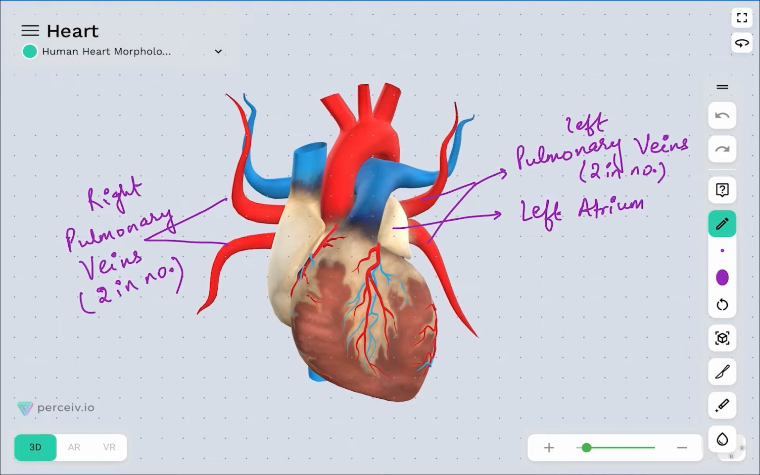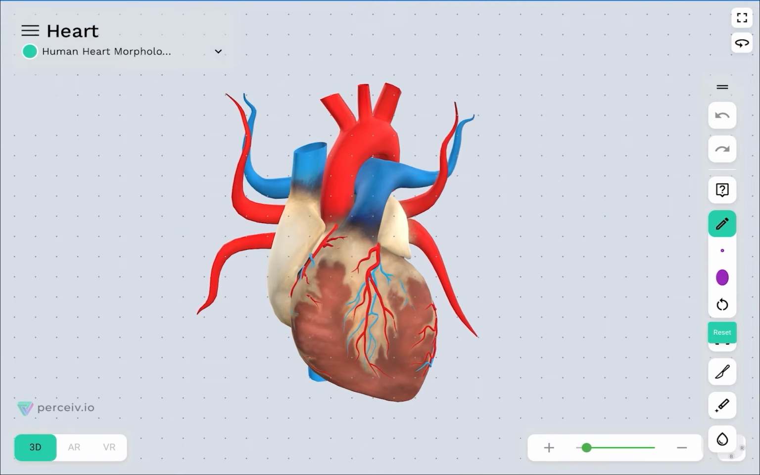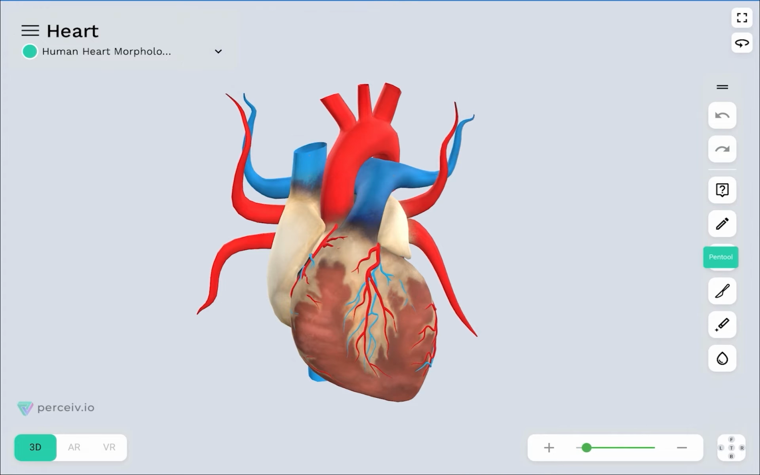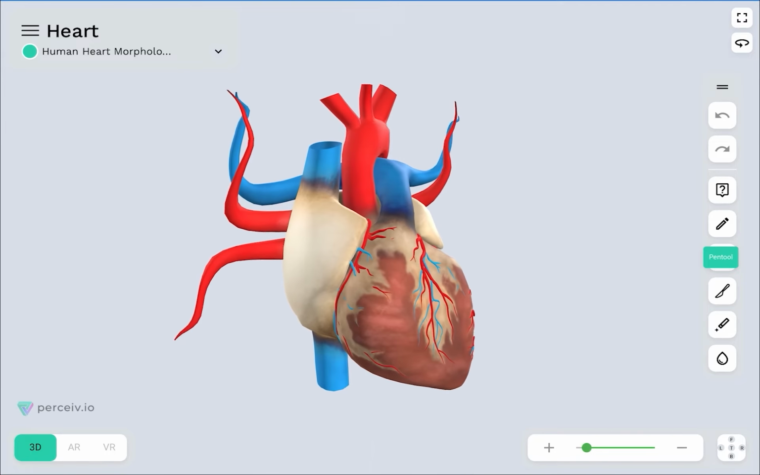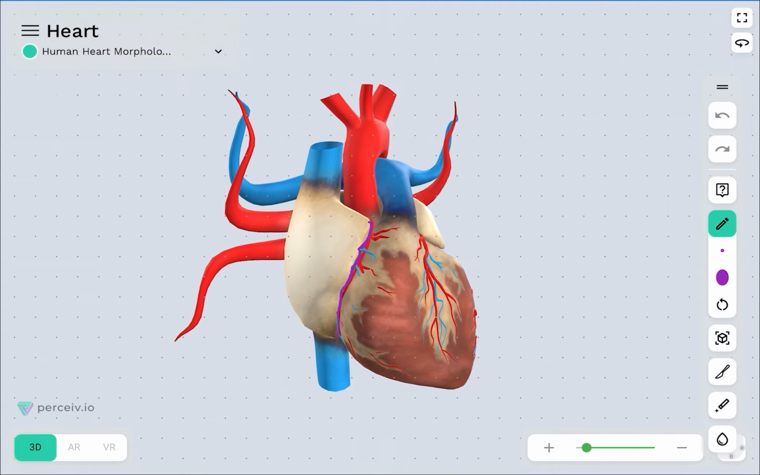So we have seen the blood vessels that are entering the heart and the blood vessels that are leaving the heart. Now, there is a very important feature which is called the coronary sulcus. So you can see here. Let me just tilt the model a little bit. So this is considered to be the coronary sulcus. Now, the coronary sulcus is considered to be a groove between the atria and the ventricles.